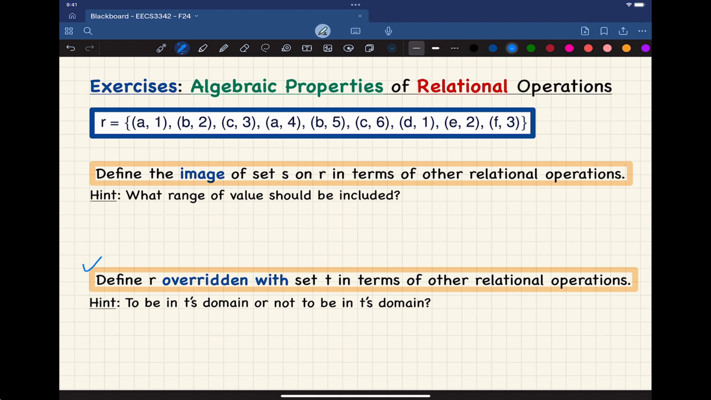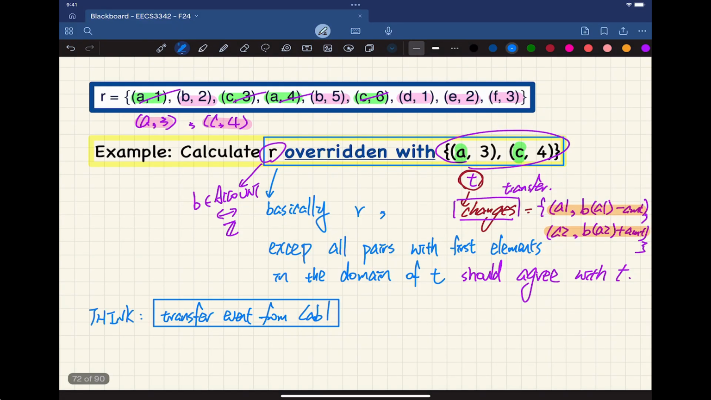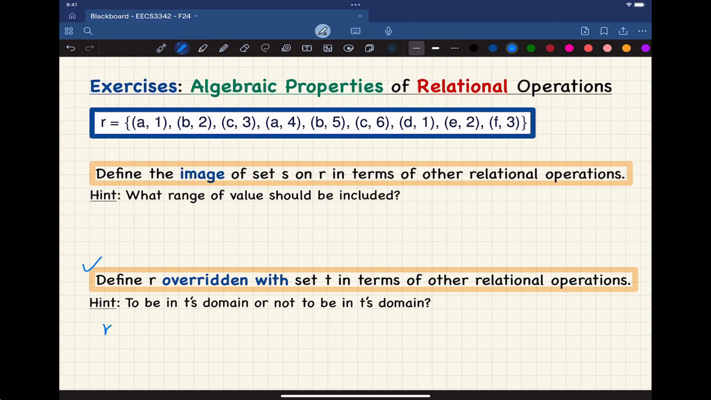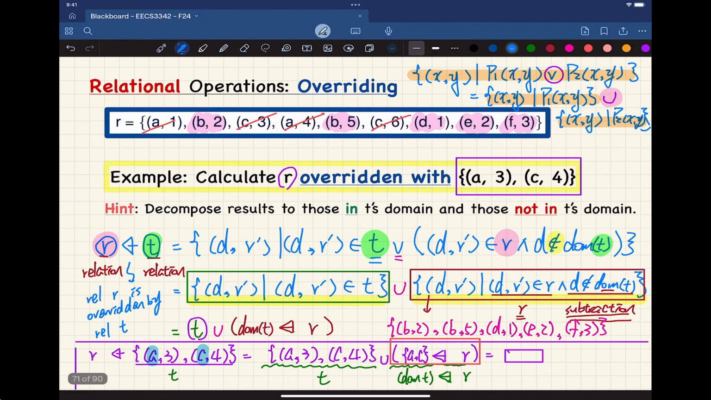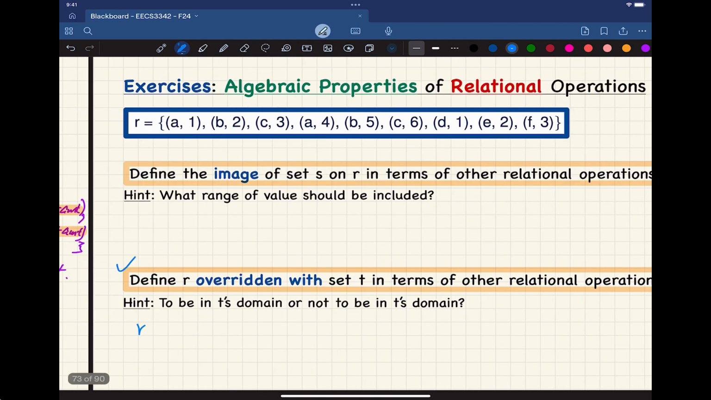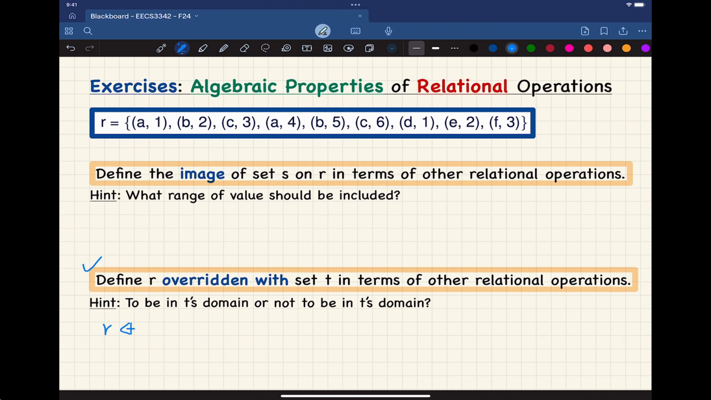As we said before, for the relational overriding, R overridden by T will just be T union with R, relational subtraction the domain of T, right? That's something we just did. So that'll be the answer to this question here. If you want to see the solution derivation, you can go back to the previous part. And let's see another one here.